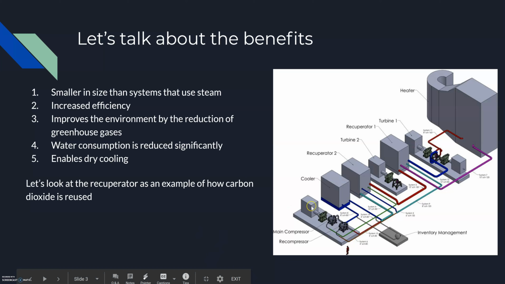Now, as you can see, here is a layout of a supercritical CO2 power plant. And in the next slide, I'm going to talk specifically about how a recuperator reuses the carbon dioxide.